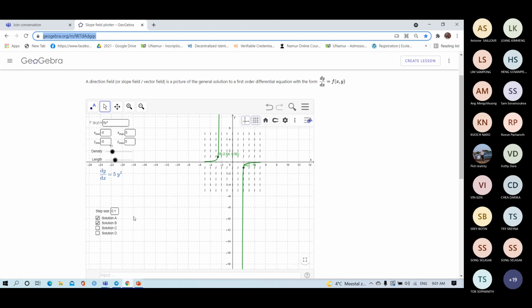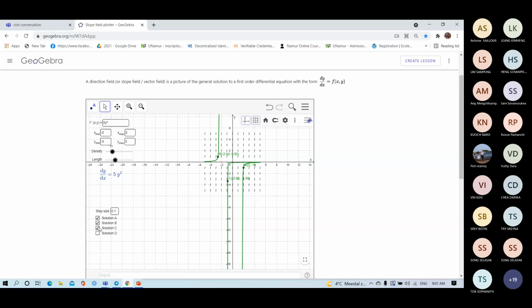Actually, you have many solutions here, but the tool cannot show all of them. You can draw from this point, and from this point, and from this point. But the limitation is that you have only solutions A, B, and C. You cannot identify more than this, because it's an existing tool, so we can make only something like this.